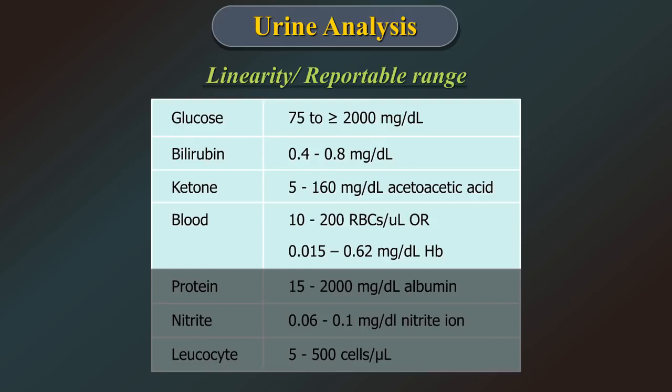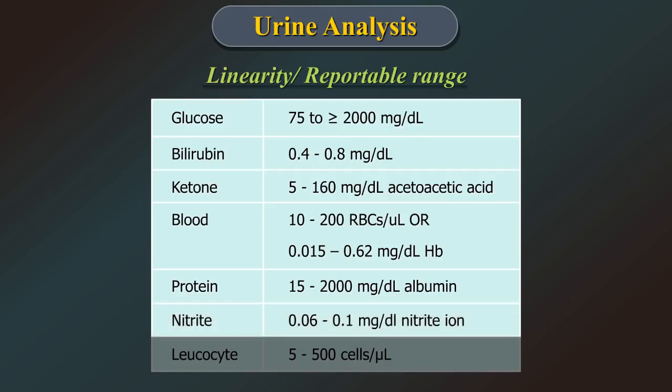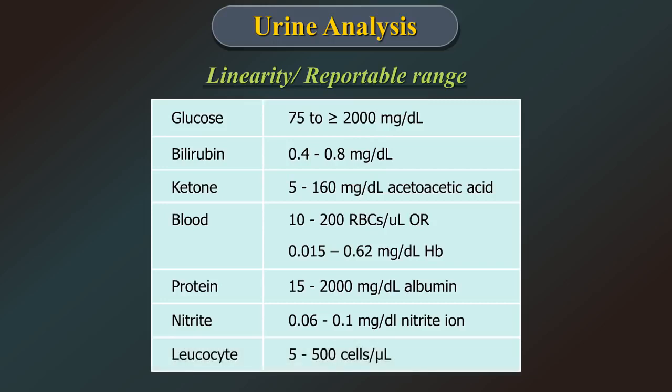Blood is 10 to 200 RBCs per microliter or 0.015 to 0.62 milligram per deciliter of hemoglobin. Proteins are 15 to 2000 milligram per deciliter. Nitrites 0.06 to 0.1 milligram per deciliter. Leukocytes 5 to 500 cells per microliter.